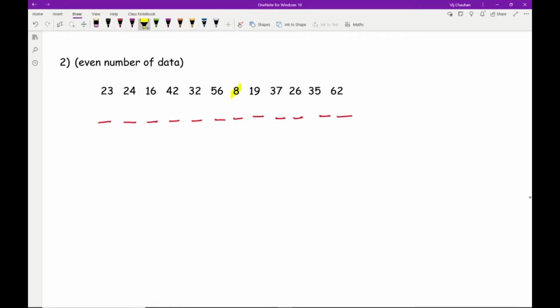So here I've got my smallest, which is 8, and then scouring the data I've got 16, I've got 19, then I've got 23, and then 24, and then 26, and then 32, then 35, 37, I've got 42, 56 and 62. So that's the first thing I've done.